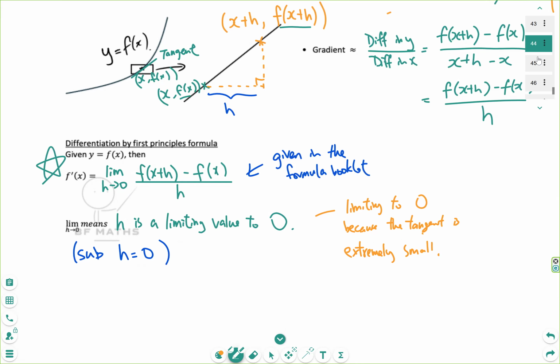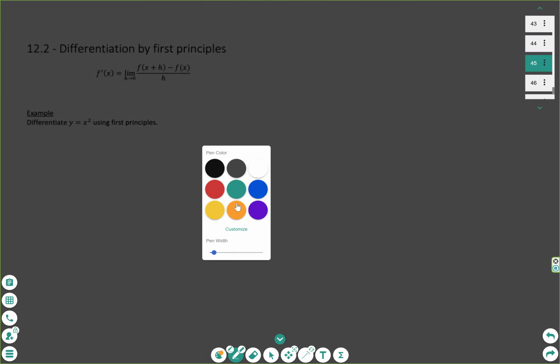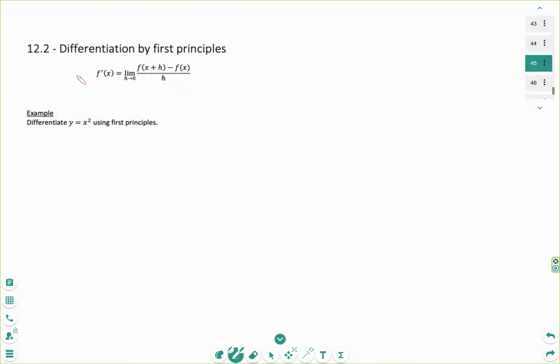So the next part of the lesson is where I'm going to show you how to use the formula. I have a structure that I like students to write, and that helps you to eliminate some silly mistakes. So here we go. Here's the formula. I put it on top so you can refer back to it.